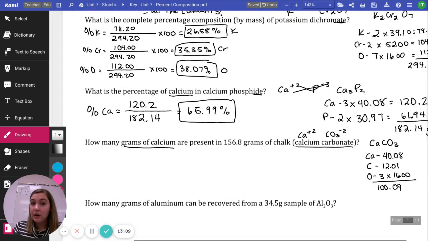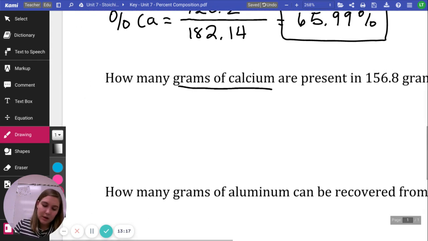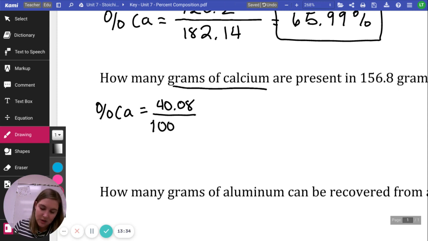Okay, and then I want to know how many grams of calcium there are, so I'm going to want to figure out the percentage of calcium in my compound. All right, so percent calcium is going to be the mass of calcium divided by my total molar mass. So there's only 1 calcium in my compound, and calcium has a mass of 40.08 divided by the total mass of my compound, which is 100.09 times 100, and then plug it in.